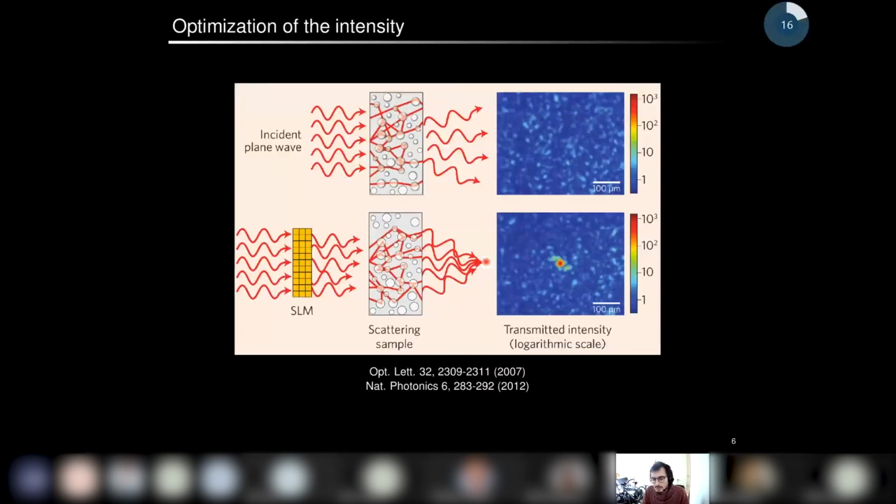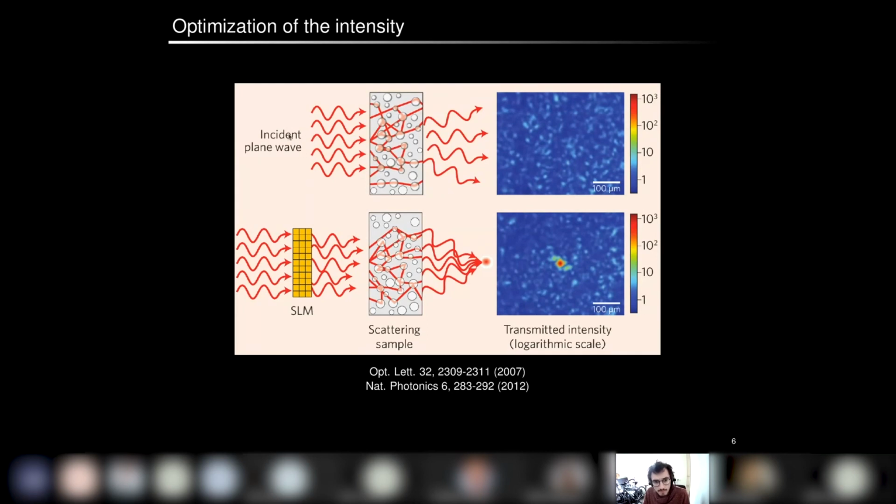So what's the way to find this optimal wavefront? Well, one approach could be to focus onto the object of interest. To focus onto an object which can be located inside the scattering medium, there have been techniques developed, especially by Allard's group more than 10 years ago. So let's look at how it reads.